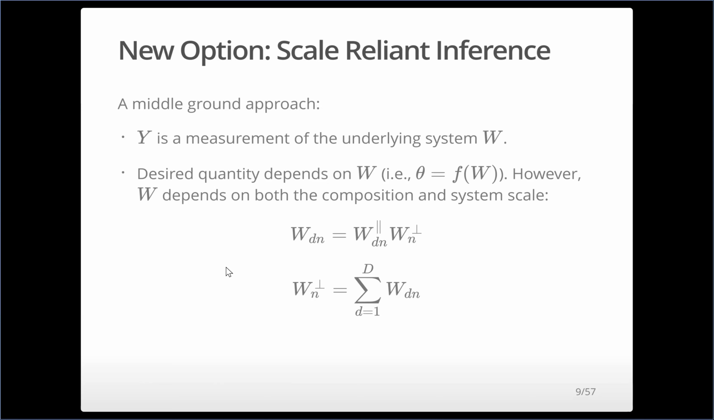So the whole point of this approach is that we fully acknowledge that the data we observe is a measurement of some underlying system W, and that in the data process, we lose information about the total size of W. We also acknowledge that you might want to do analyses that depend on W, right? You might want to answer a question that depends on the absolute abundance of microbes. However, we note that you can decompose W into both a composition and a scale part, and we can use this decomposition to create models that can answer scale-reliant questions in a robust way.